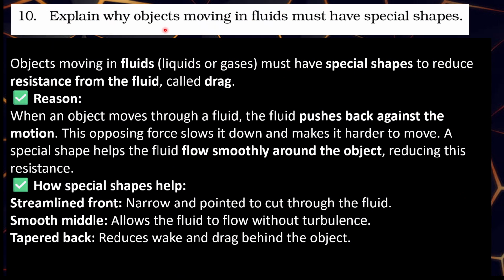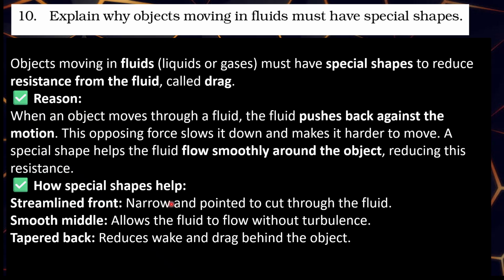Question number 10. Explain why objects moving in fluids must have special shapes. Objects moving in fluids, liquids or gases, must have special shapes to reduce resistance from the fluid, called drag. Reason: when an object moves through a fluid, the fluid pushes back against the motion. This opposing force slows it down and makes it harder to move. A special shape helps the fluid flow smoothly around the object, reducing this resistance.